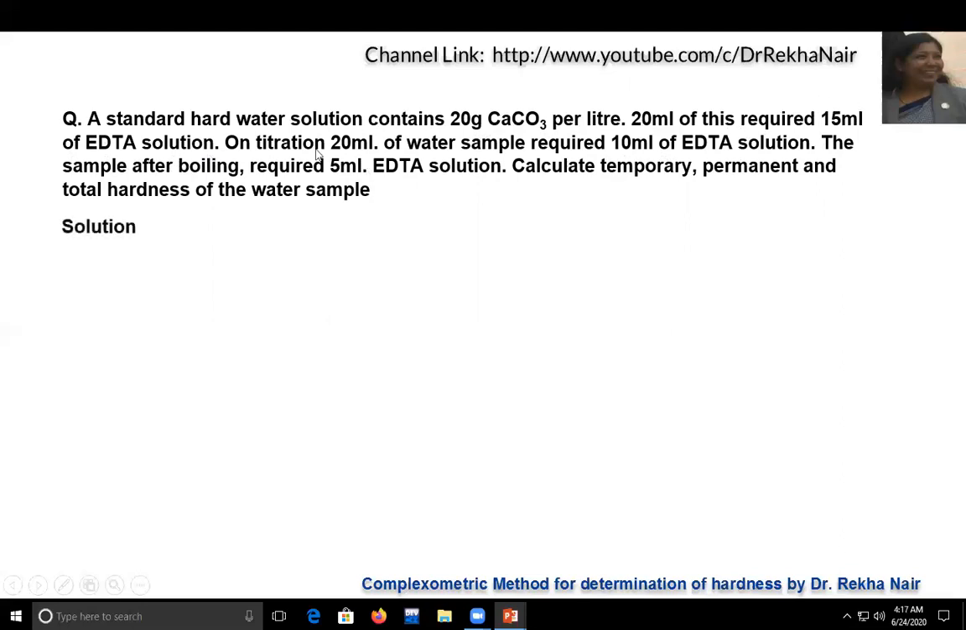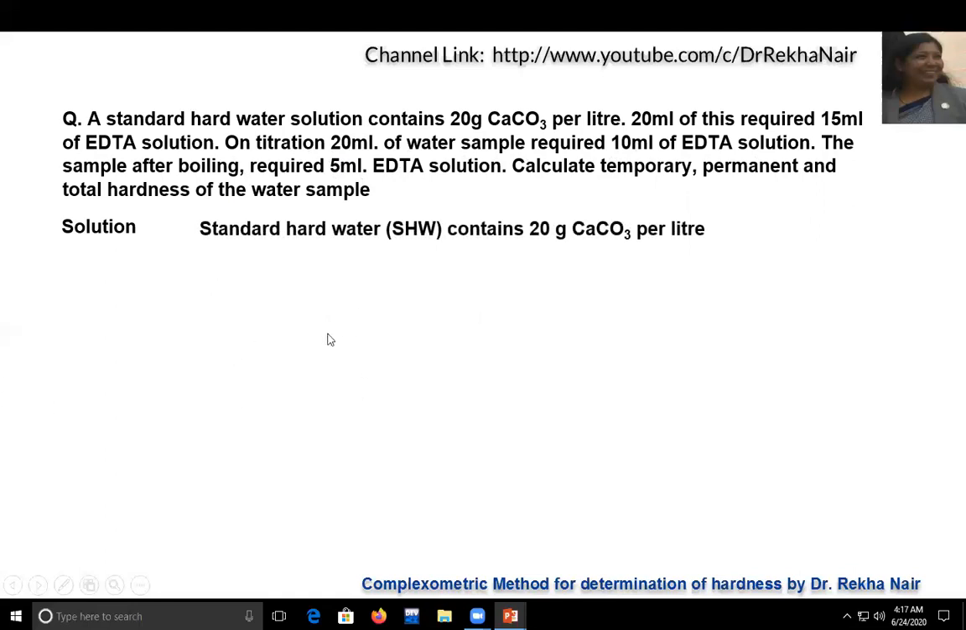And on titration, 20 ml of water sample required 10 ml of EDTA solution. That is for total hardness. We have taken the hard water sample, 20 ml, and titrated. So V2 is nothing but 10 ml. And after boiling, again we have titrated it. It will come out to be 5 ml EDTA solution. So let us calculate temporary, permanent and total hardness.